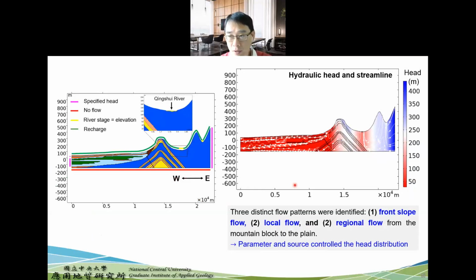So in this system, we can see the mountain front slope flow. As we mentioned from the lattice one, the groundwater flow for this part we call the front slope flow, and the local flow, as I mentioned, flows back to the river system. And we have some regional flow that goes deeper and then into the fan area. So we have several different kinds of flow patterns that show up in this figure and result.